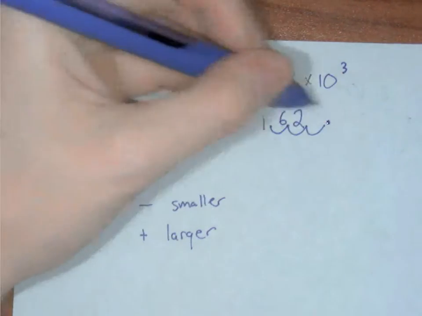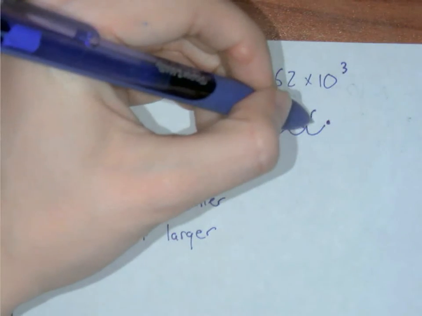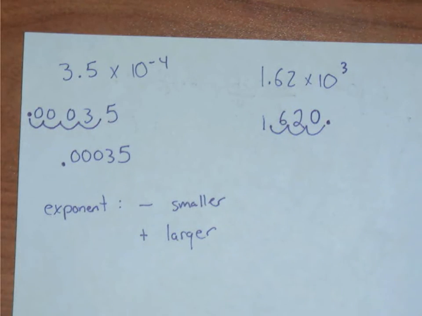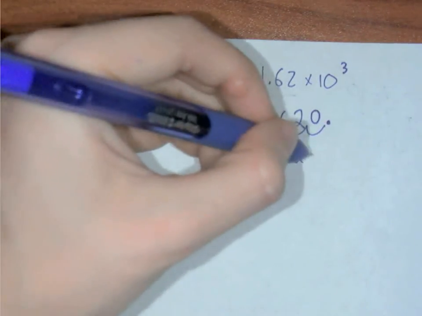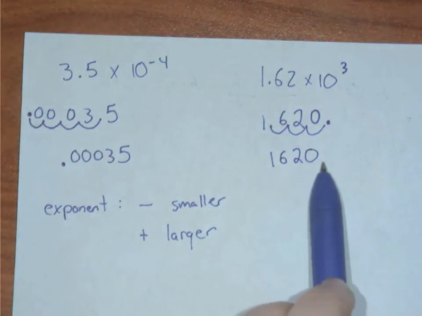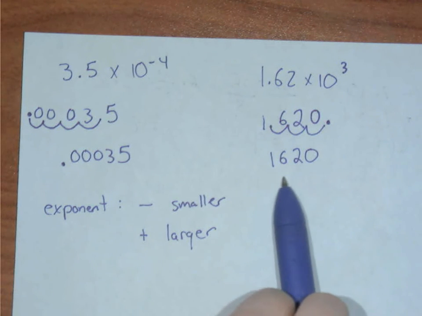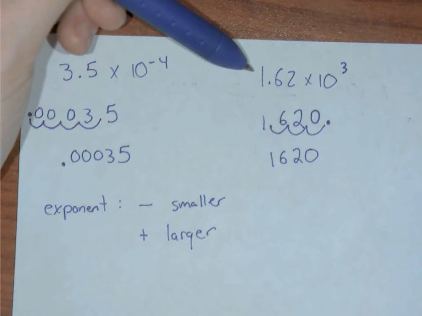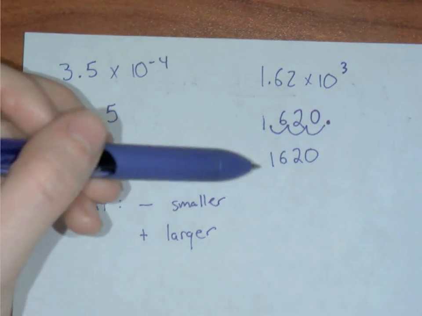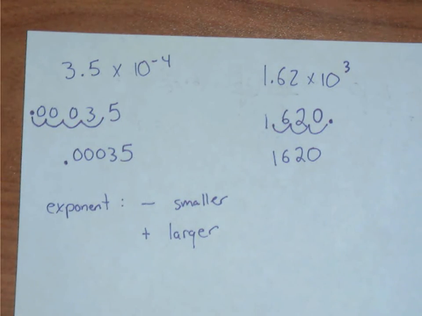Again, I have no number where one of my decimal point movements was. So I'm going to put a placeholder 0 there, which means that my number is 1620, and the decimal point comes at the very end. So 1620 is the number, 1,620. So 1.62 times 10 to the 3rd can be written as 1,620 if we take it out of scientific notation.